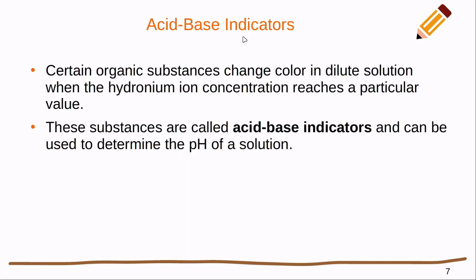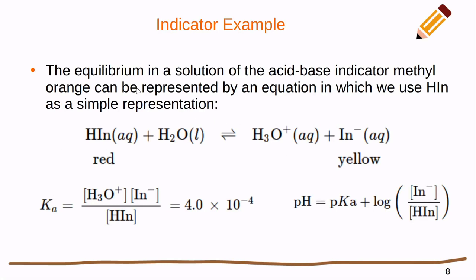So let's talk a little bit about acid-base indicators. As we've alluded to several times now, certain organic substances change color in dilute solution when the hydronium ion concentration reaches a particular value, so we can add dyes that are going to change color based on pH. These substances are called acid-base indicators and can be used to determine the pH of a solution. We can talk a little bit about how that works out mathematically here.